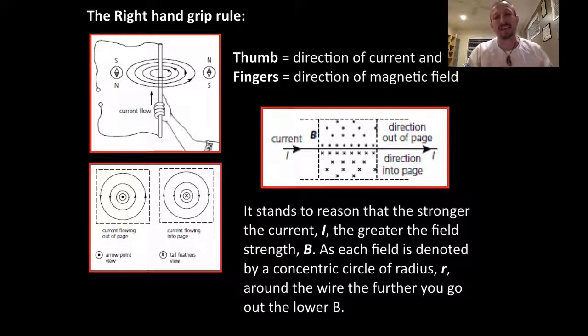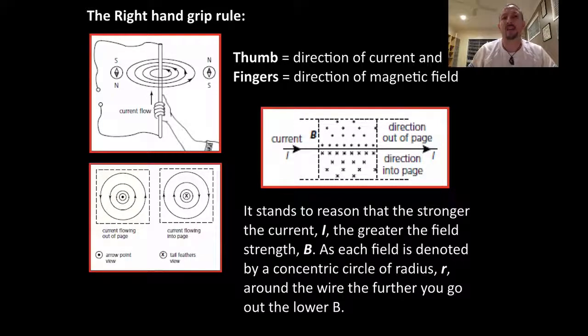Now the key thing to understand is you can take this into the exam with you. So if you can learn that the right hand grip rule for a current carrying wire tells you the magnetic field, you're sweet as. Okay, so also what do we say? It stands to reason that the stronger the current, the greater the field. And as the field is denoted by concentric circles of radius R, as we go further away, we're going to increase the actual radius. So the result is we would expect the magnetic field strength to decrease.